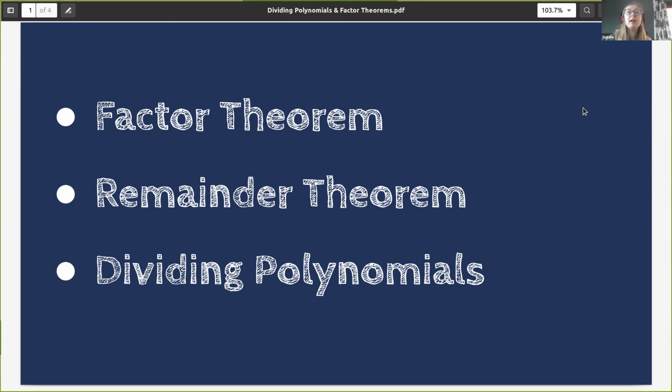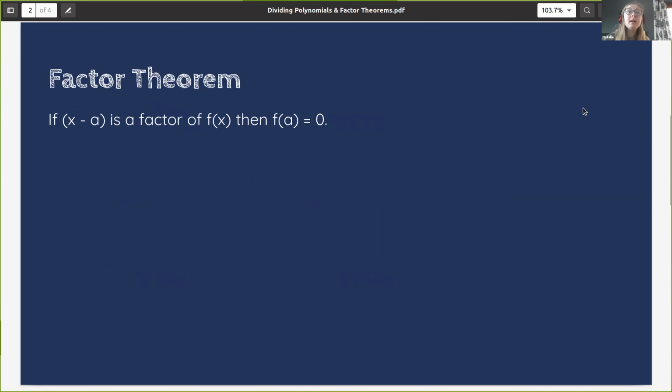So we're going to cover the factor theorem, the remainder theorem, which some of you might not have heard of, but is worth knowing and is kind of useful, and dividing polynomials. So the factor theorem states that if x minus a is a factor of f of x, then f of a is equal to 0.